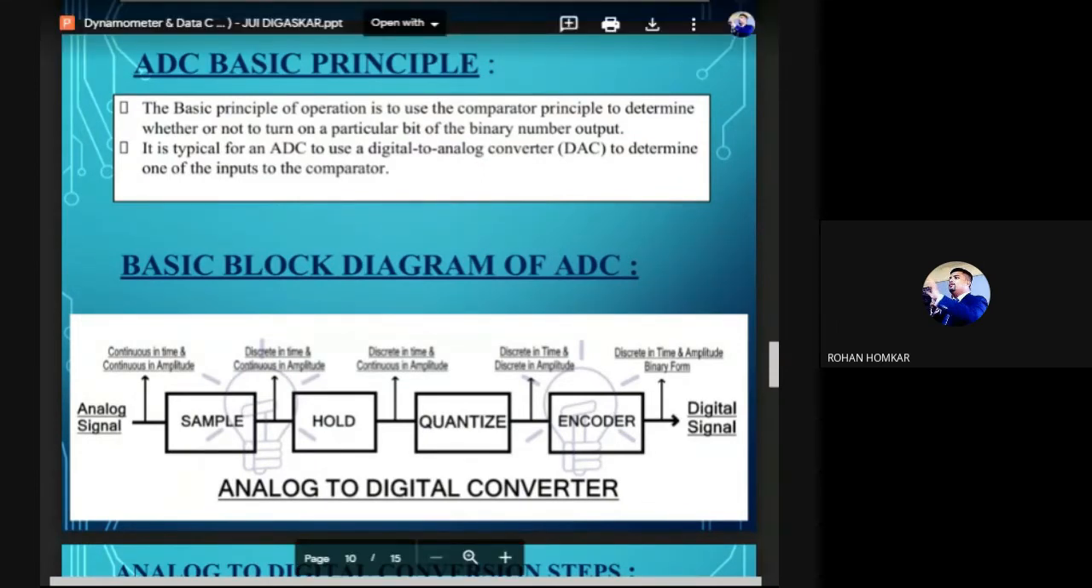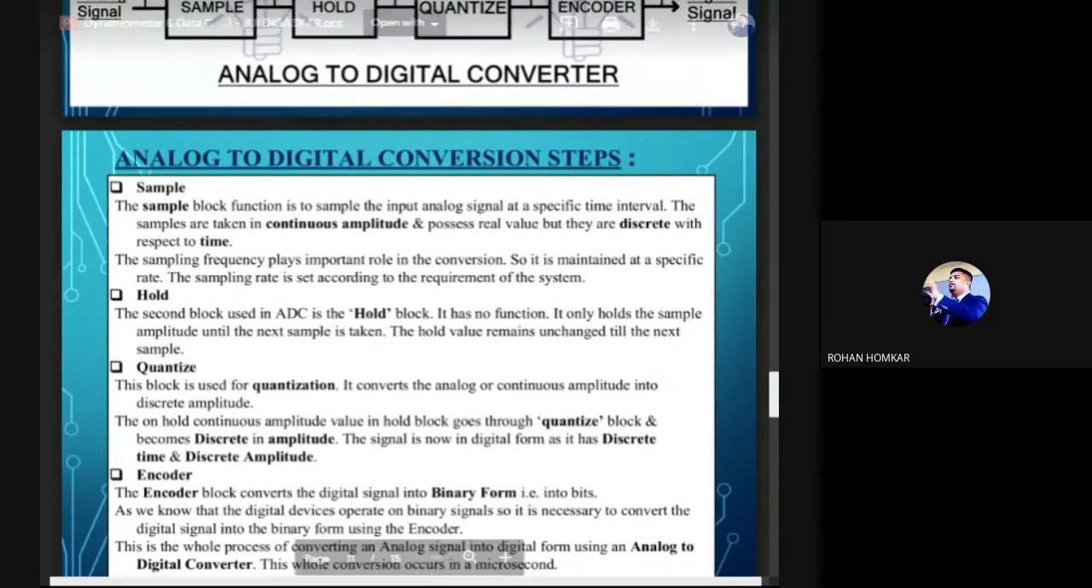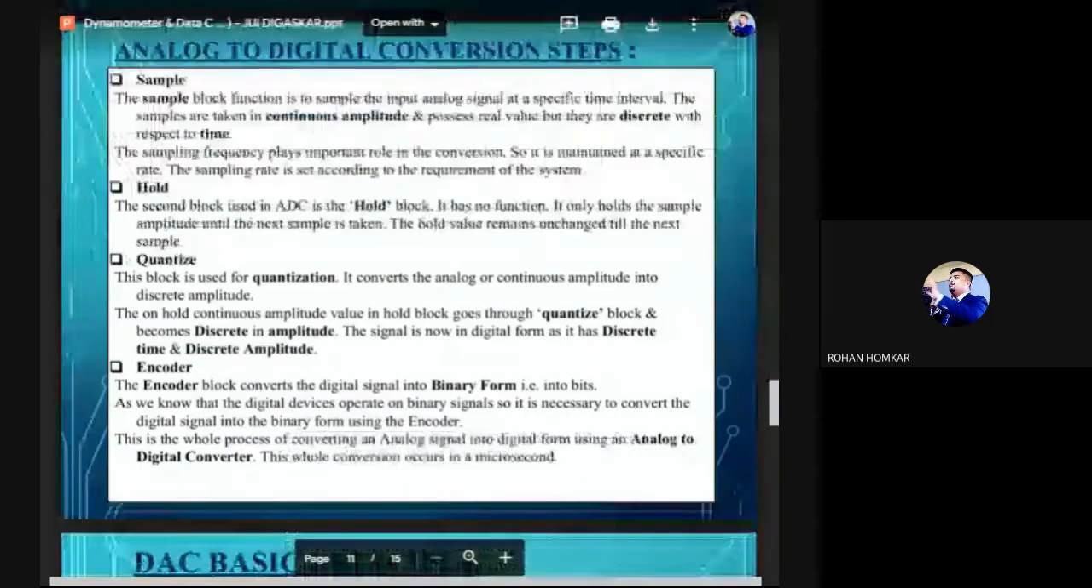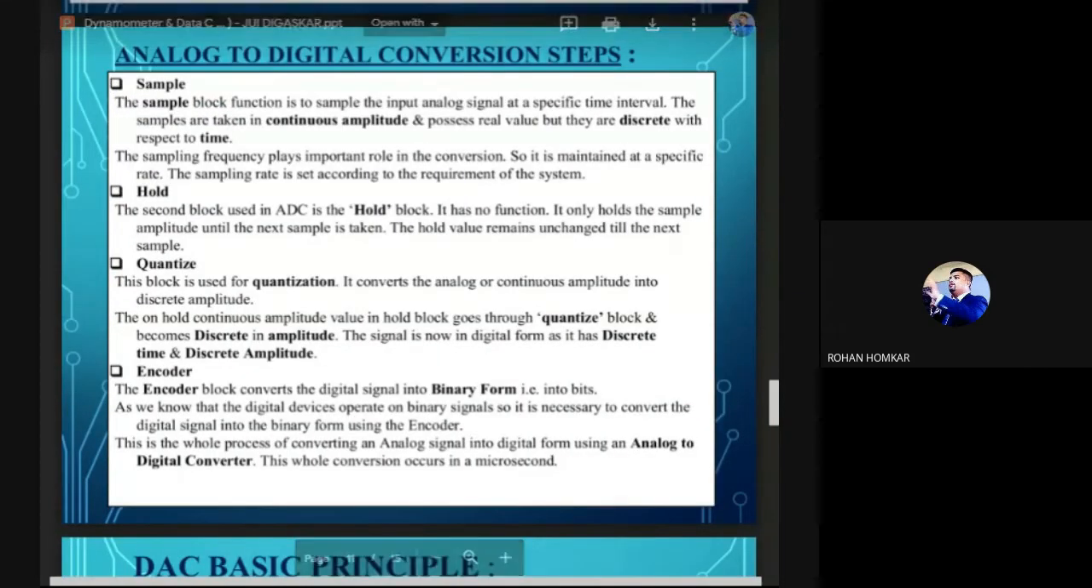Perfect. Okay, great. So moving ahead, how are we going to convert that? What is the meaning of sample and hold and quantization and encoder? Okay. First of all, the sample block's function is to sample the input analog signal at a specific time interval. The samples are taken in continuous amplitude and process the real value, but they are discrete with respect to time. Say, for example, the continuous waveform is of 10 seconds. So, not for all the 10 seconds are we taking the sample, but we are taking a sample at second number 1, 2, 3, 4, 5, 6.